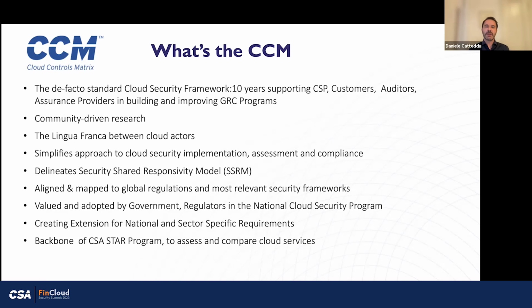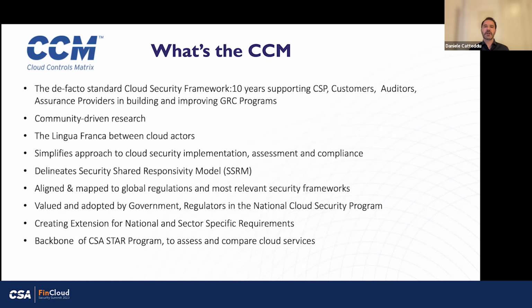One of the key additions with the release of CCM version 4 has been the introduction of the Security Shared Responsibility Model, SSRM in short. The idea behind the introduction of the SSRM is pretty straightforward. CCM has always included an attribution of responsibility for each one of the controls between customer and provider, but it was very high level. With the introduction of version 4, two years ago now, we wanted to detail in a more granular way the attribution of responsibilities between the two main parties in the cloud relationship, and that is what SSRM does.